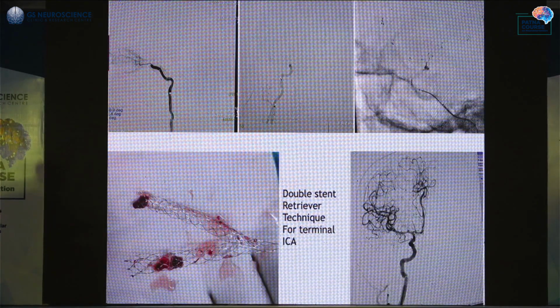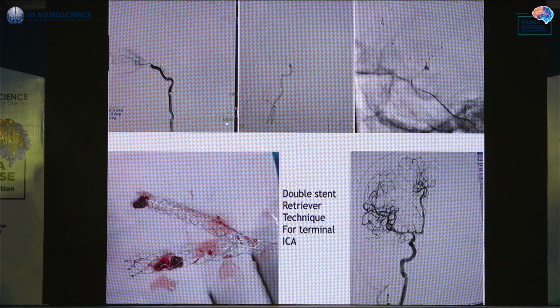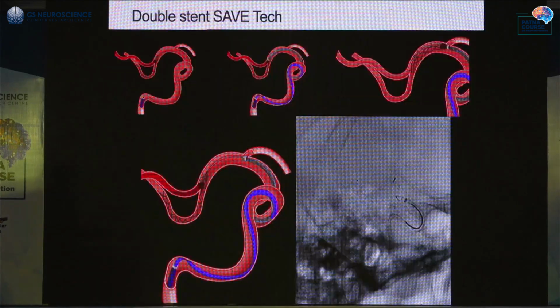This is a case I borrowed from Dr. Tilochan sir. It's a supraclinoid ICA occlusion, where he deployed 2 stents, one in the ACA, one in the MCA, and the clot was removed, and the artery was TICI 3. So these are the different double stent techniques by which you can open up the blood vessels. One more, that is the double stent and aspiration technique.